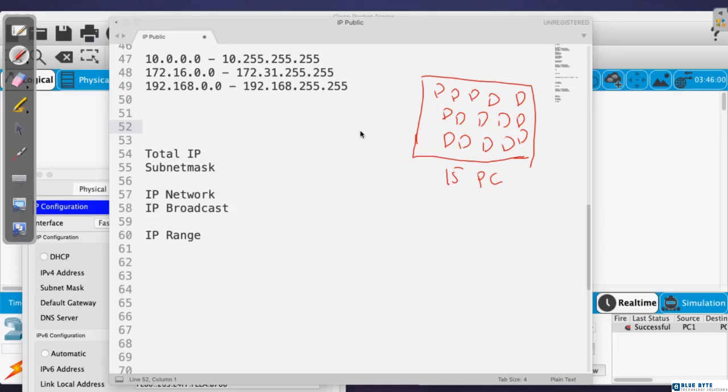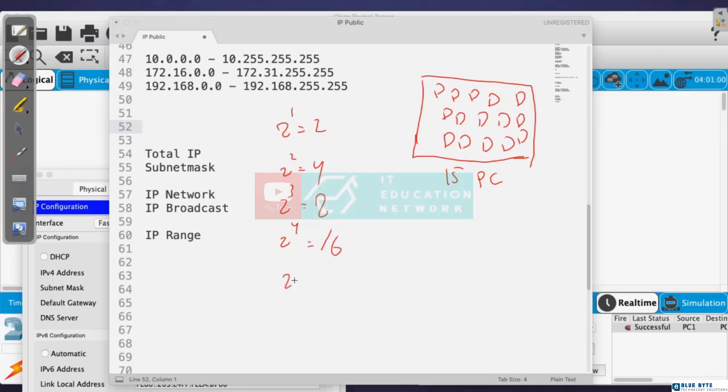Let's write the powers. 2 to the power of 1 is 2, 2 to the power of 2 is 4, 2 to the power of 3 is 8, 2 to the power of 4 is 16, 2 to the power of 5 is 32, and so on. Here now we already have 16 and 32. Maybe some of you think that we can use 16 for 15 PC. But actually, this 16 will be minus by 2. So the actual is only 14 PC.